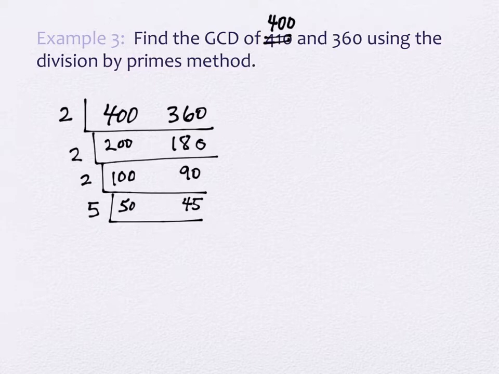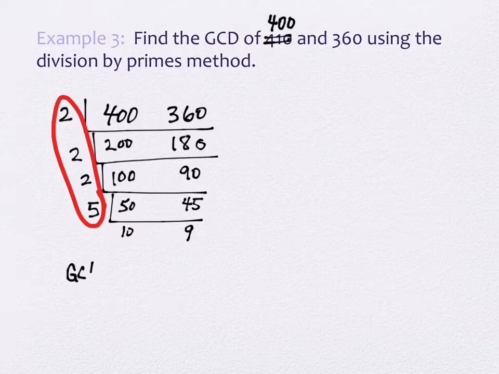What's 50 divided by 5? 10. What's 45 divided by 5? 9. Once I get to 10 and 9, those do not have anything in common, and I'm done. And the answer is all these numbers that I divided by. So my GCD of 400 and 360 is 2 times 2 times 2 times 5, which is 40.